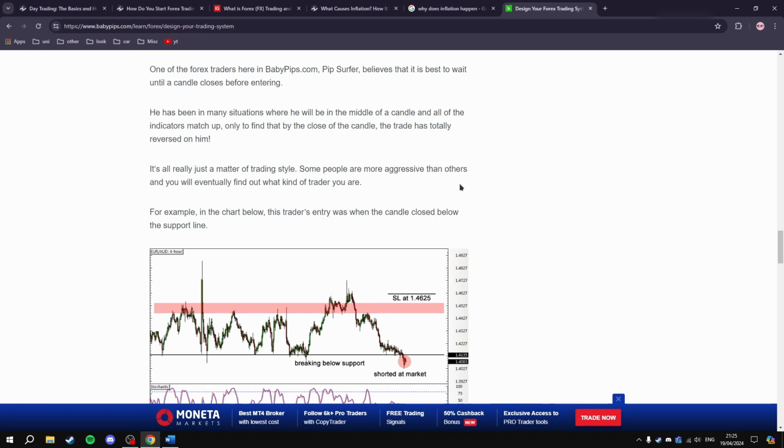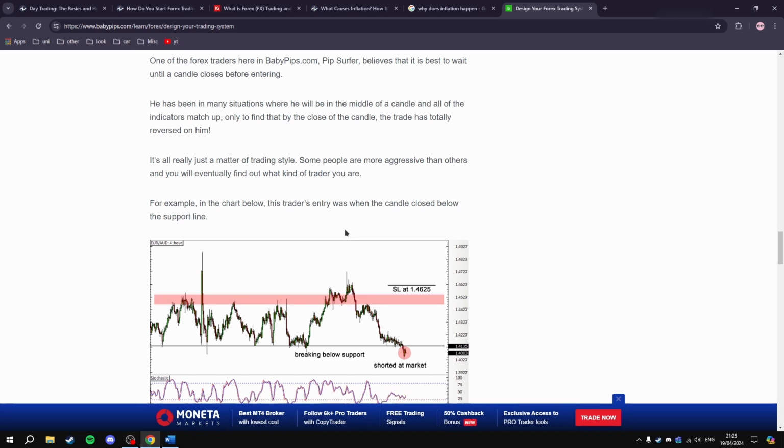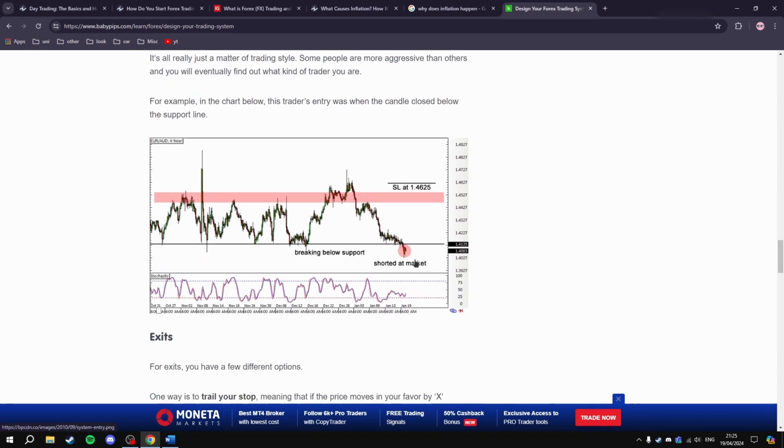He has been in many situations where he will be in the middle of a candle and all the indicators match up, only to find that by the close of the candle the trade has totally reversed on him. It is all just a matter of trading style. Some people are more aggressive than others and will eventually find out what kind of trader you are. For example, in the chart below, this trader's entry was when the candle closed below the support line. Shorted at market.